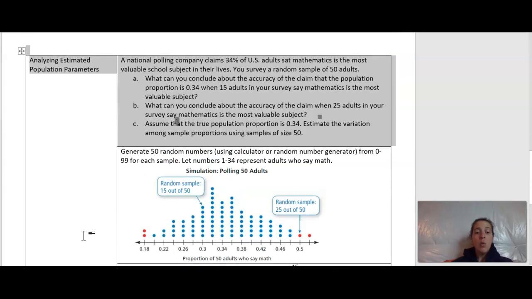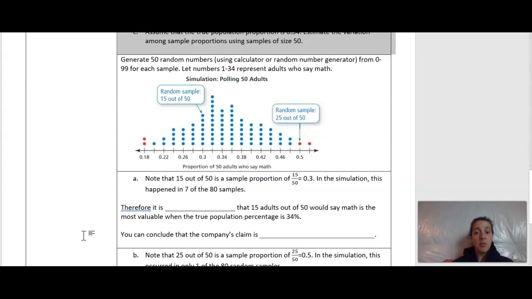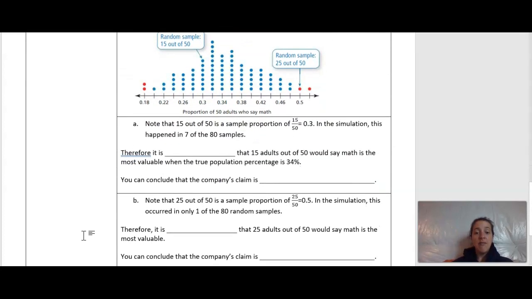So for part B, what can you conclude about the accuracy when 25 adults in my survey say math is the most valuable? So again, I would do my 25 out of 50, that proportion of 0.5. So in my simulation, that only happened once. So one time is really not that many times, so I would say it's not very likely. It's not accurate, just based on my samples.